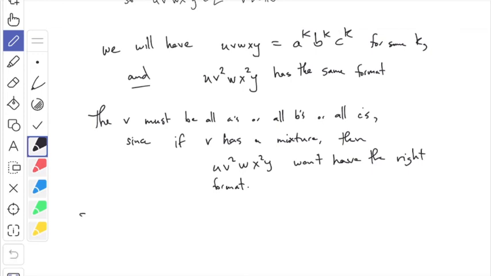So v is using all the same letter, and similarly with x. x has got to use the same letter for the same reasons. Now, they may not be the same as each other, but maybe the v is all a's and the x is all c's, or maybe it lines up in a different way. Maybe the v is all b's and the x is also all b's. Those are options.